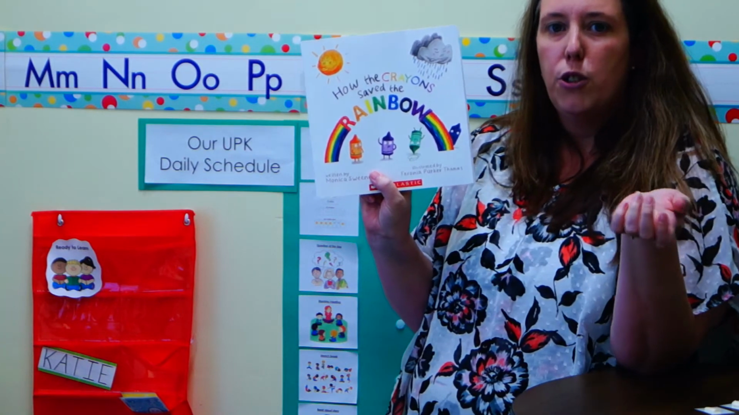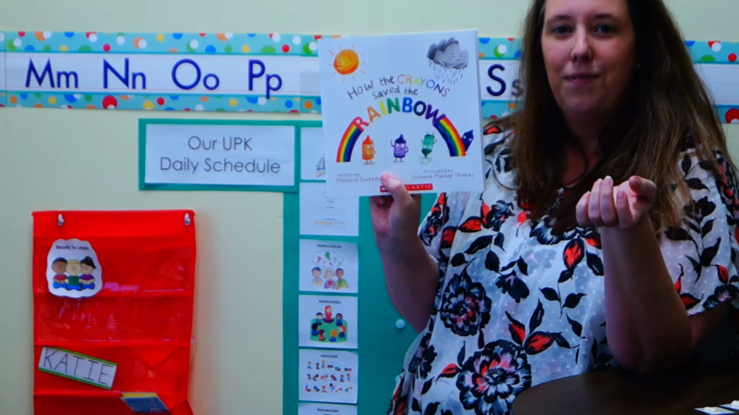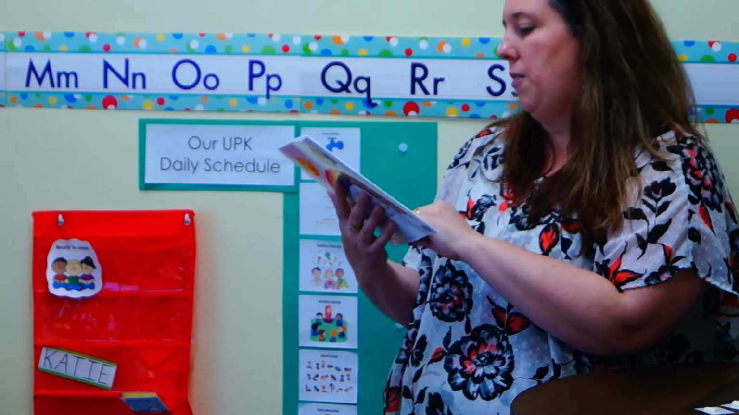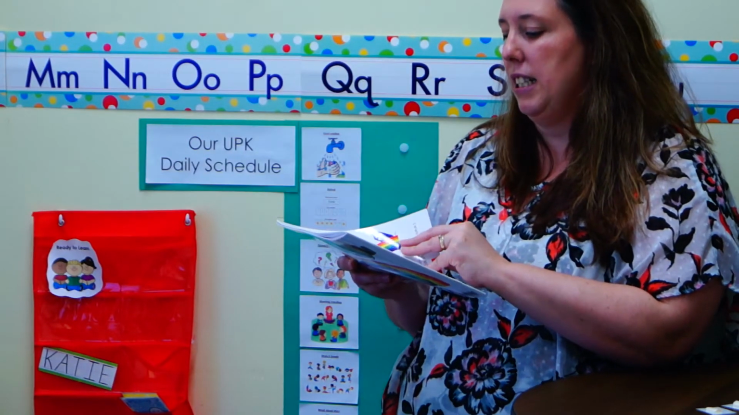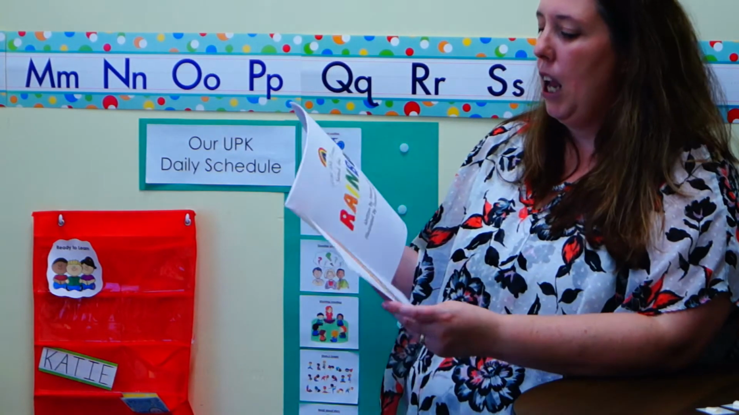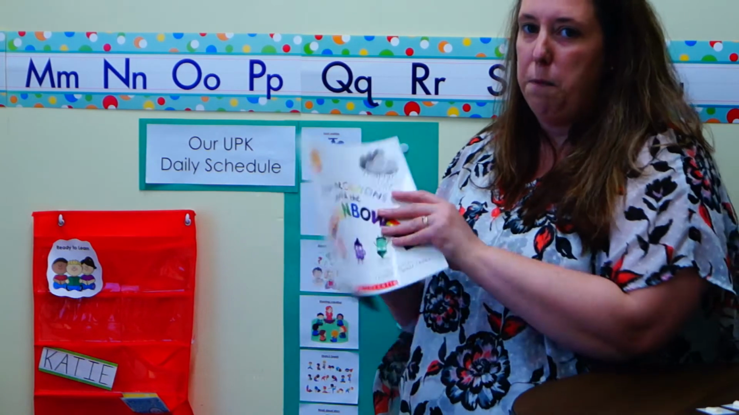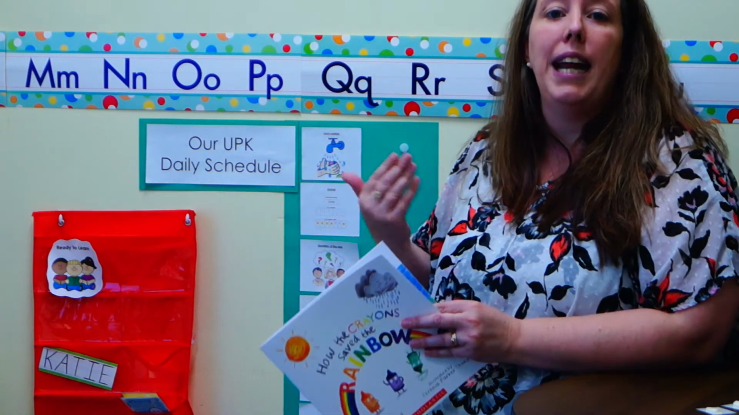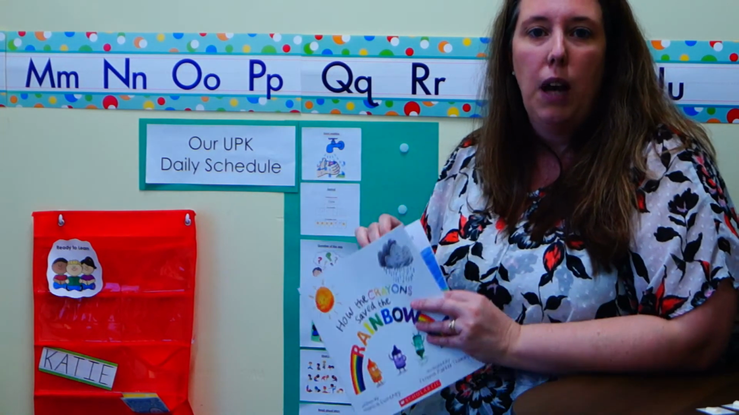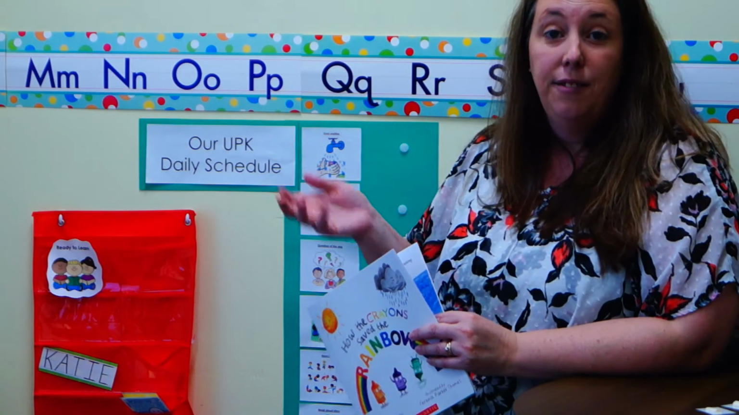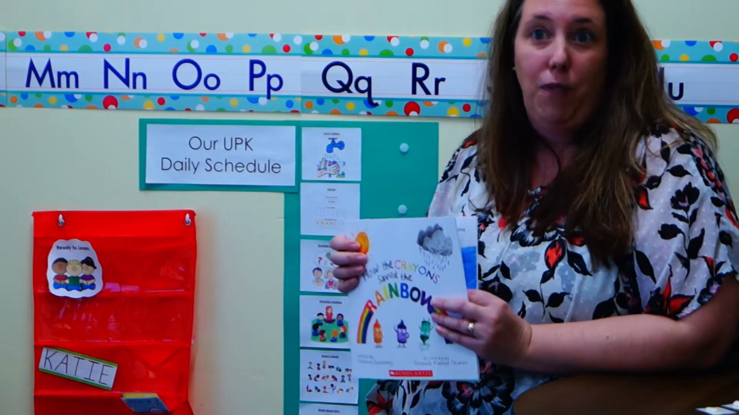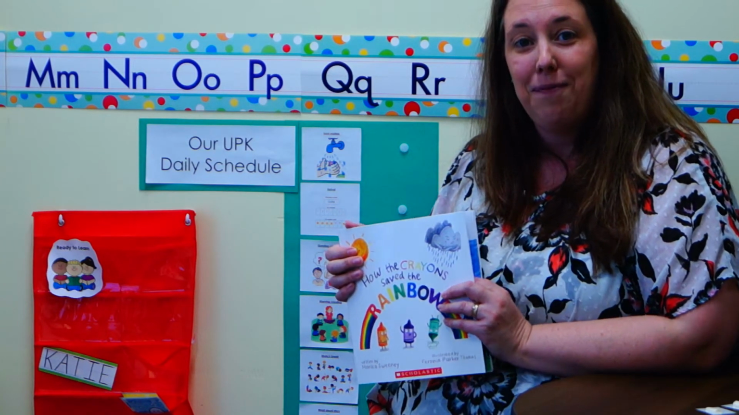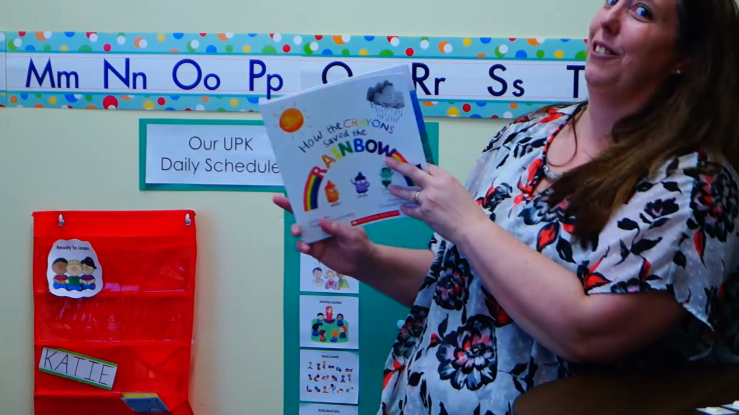What does the illustrator do, friends? You're right. They draw the pictures. All right. Let's find out how the crayons saved the rainbow. If you'd like, friends, you could pause the video before I begin, and you could take a guess or make a prediction about what you think will happen in this story. And then you can come back and find out really what happens in the story and see if you were right, if your prediction was correct. All right, here we go.